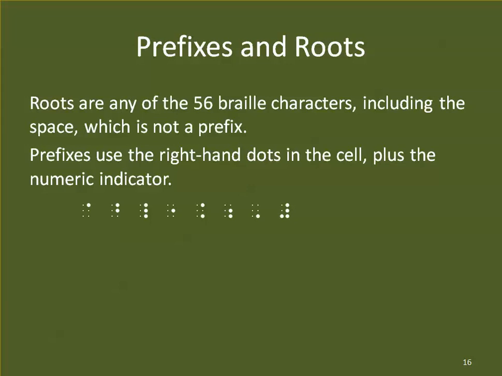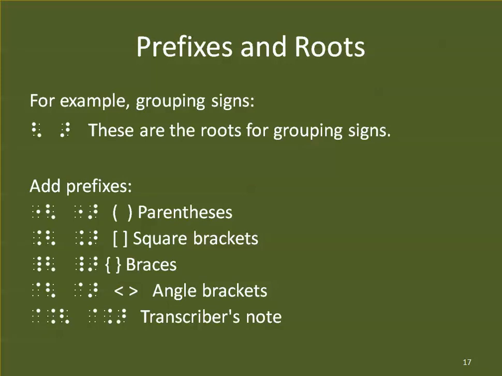Prefixes will use either the right-hand dots in the cell, any combination of those that's possible, or sometimes it's not the numeric indicator. I shouldn't call it the numeric indicator. It's dots 3, 4, 5, 6. For example, grouping signs in UEB all have the same root. The left-hand or opening grouping sign will be dots 1, 2, 6, and the right-hand or closing will be 3, 4, 5. Then you just add prefixes to those roots to make different kinds of grouping signs.